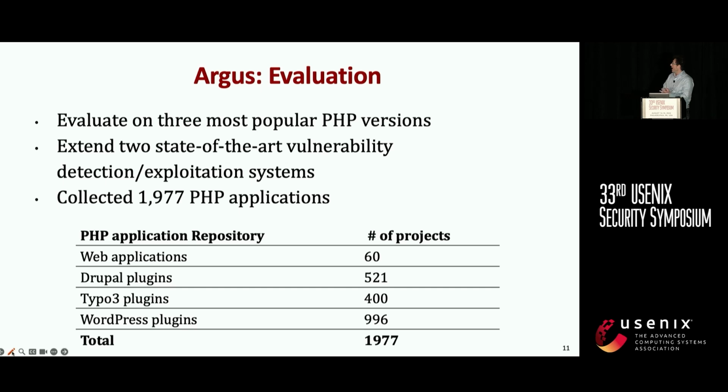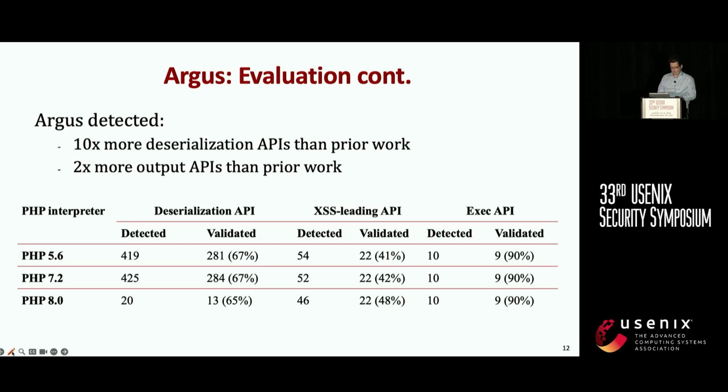And so how did we carry out our evaluation? We looked at 3 different versions of the PHP interpreter. Happy to discuss why we had to look at multiple versions here after the presentation. We extended 2 state-of-the-art vulnerability detection and exploitation systems, and then we evaluated the augmented systems on roughly 2,000 PHP applications and plugins to see what, from a new security perspective, we can gain in terms of insights.